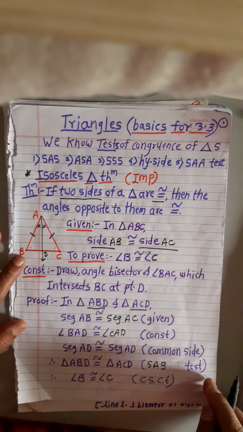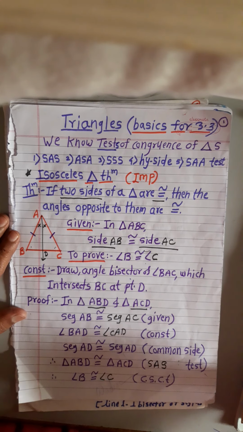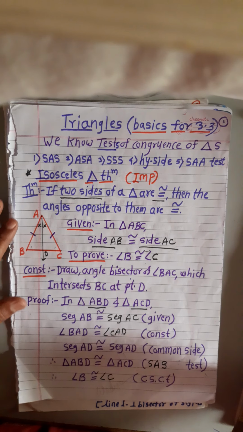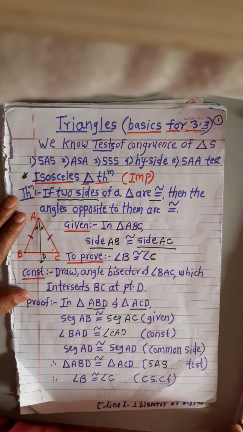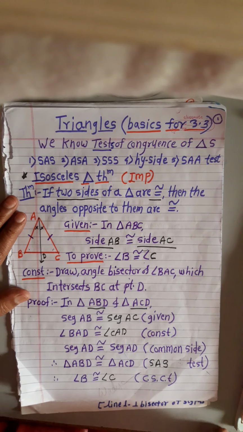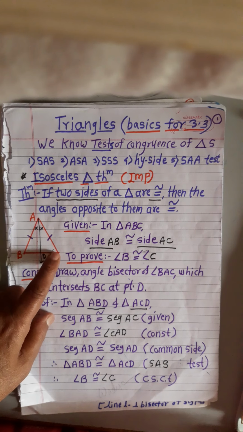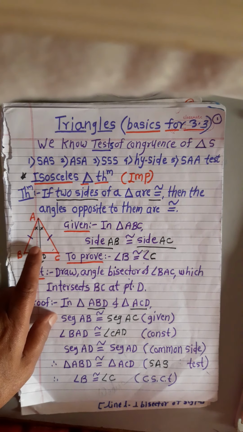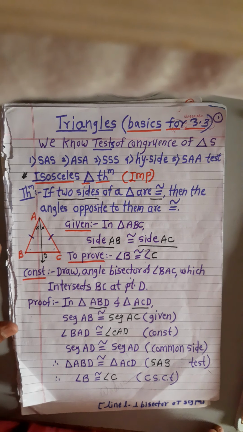Now see, its converse is also true. The proof of the converse theorem is not expected this year. But what will be the converse of the isosceles triangle theorem? If two angles of a triangle are congruent, then the sides opposite to them are also congruent.